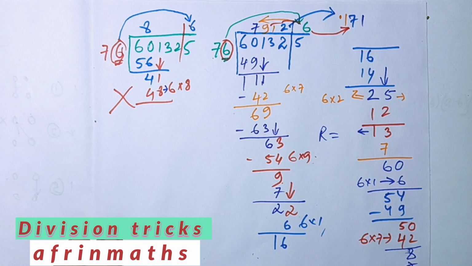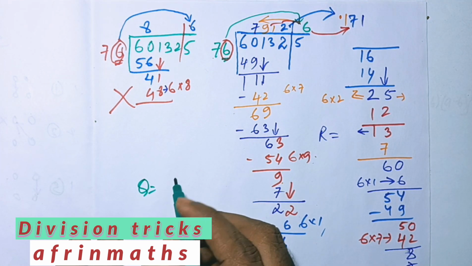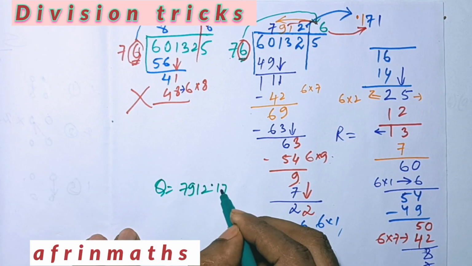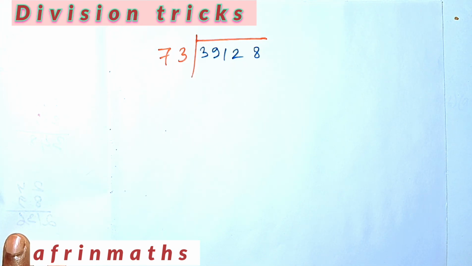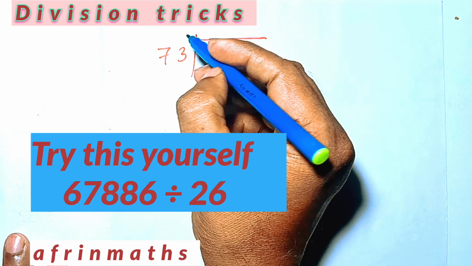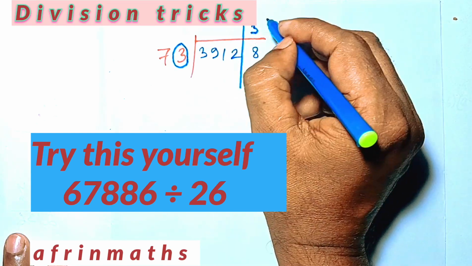So we can see the quotient as when we divide 601,325 by 76, we'll get quotient as 7912.171. Let's take another example to divide 39128. We'll divide it by 73 in a very simple way. We can circle out this 3 and write it here 3.